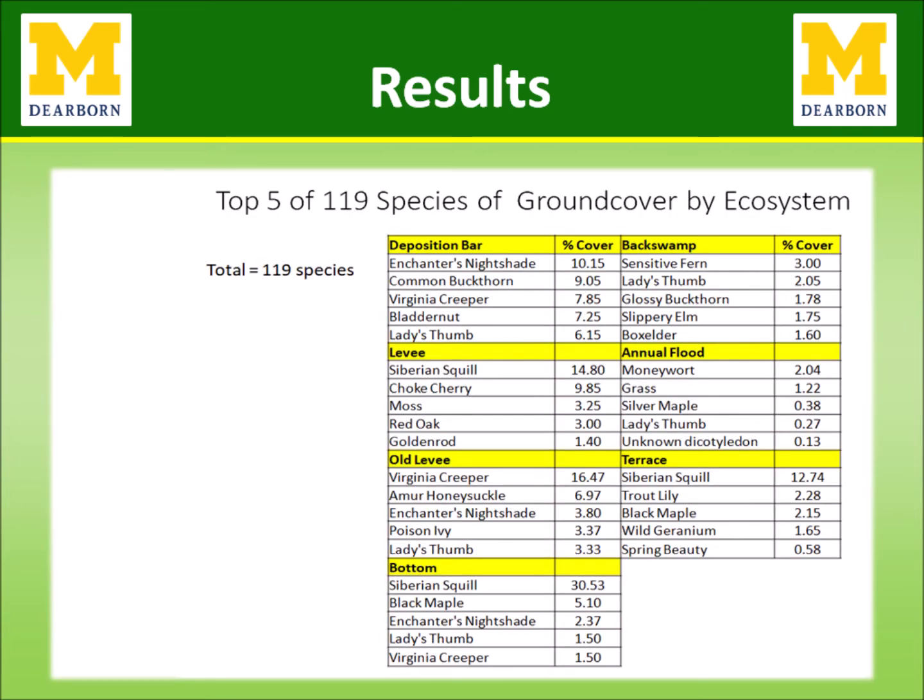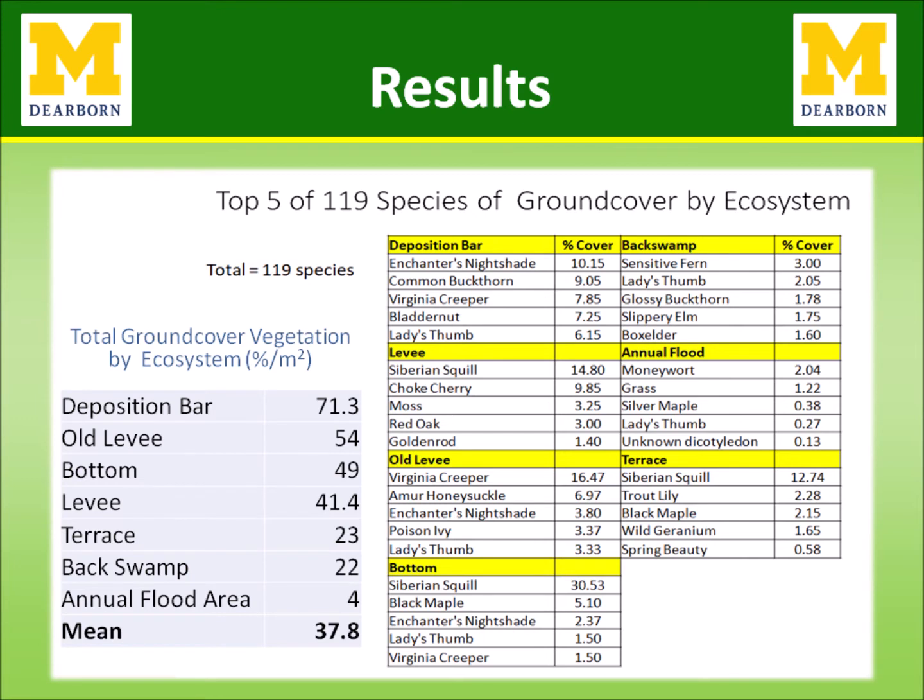In our ground cover survey, we identified 119 species of ground cover plant throughout all 7 ecosystems. If you were to pause here and look at this chart though, you would notice that there are very few ground cover species shared in the top 5 for any ecosystem. Now, the ground cover vegetation percent coverage varied widely between ecosystems, with the lowest percent being in the annual flood area with just 4% of the square meterage covered by plants, and the highest in the deposition bar, with 71.3% coverage.